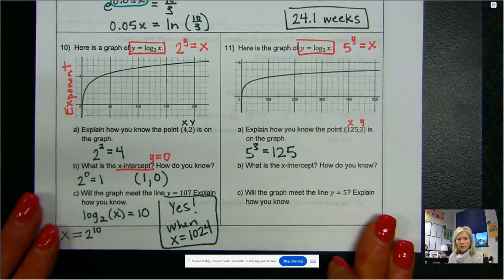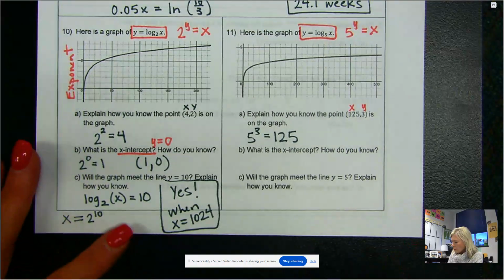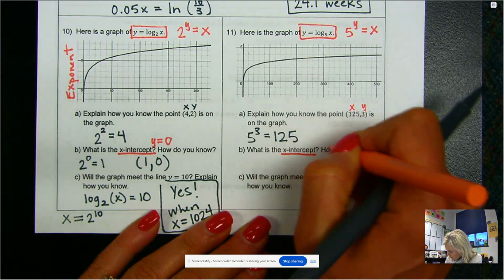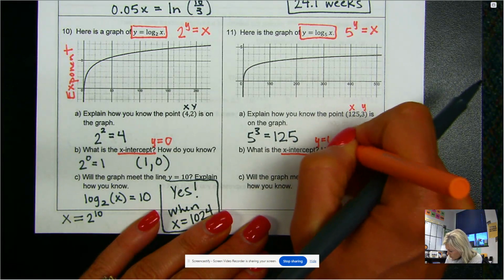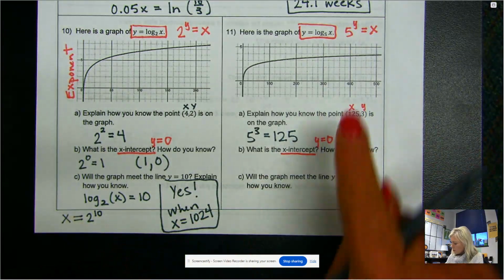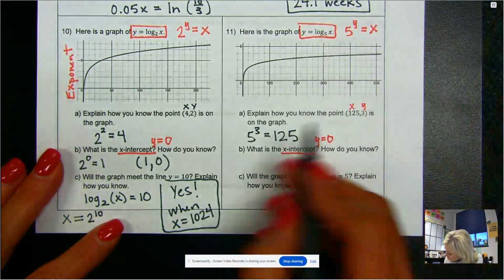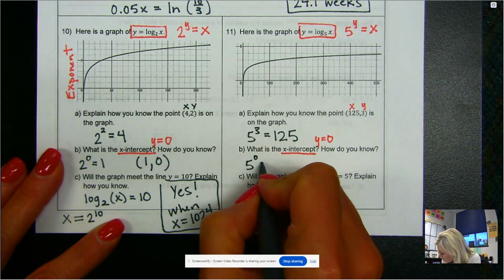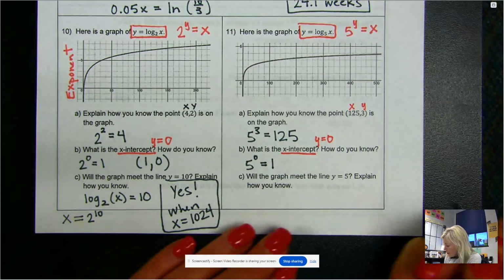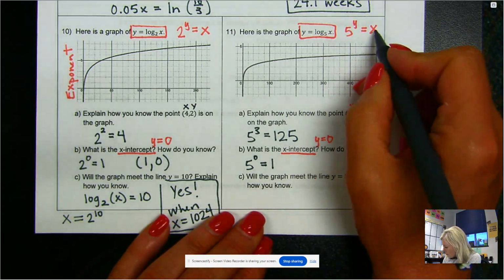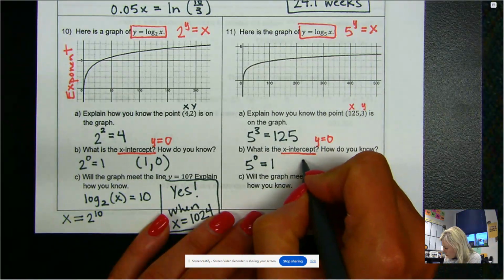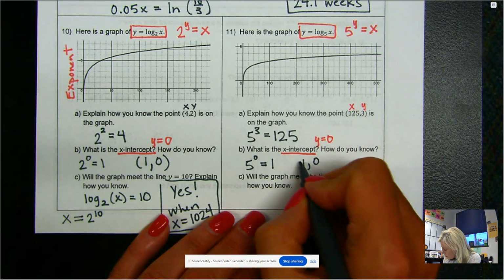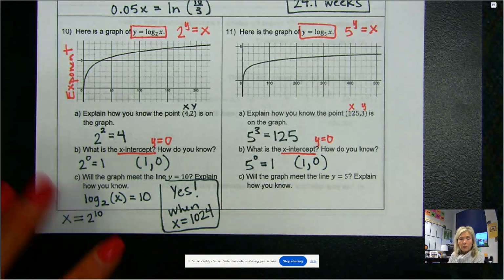What is the x-intercept? Okay, so again, the x-intercept is when y is equal to 0. And so I'll put 5 to the 0. 5 to the 0 is equal to 1. So this is our x, right? X is the answer, so 1. Y was the exponent, so 0. So the x-intercept is (1, 0).